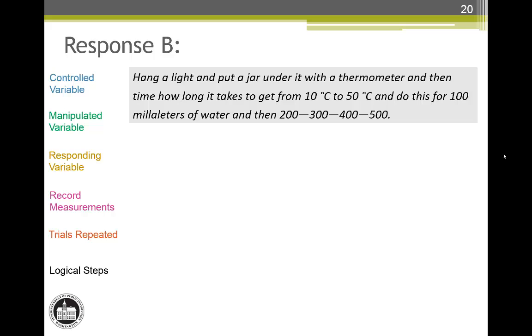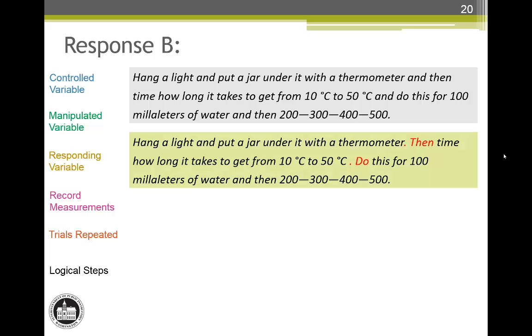The first guideline I'm going to use is that we can break up compound or run-on sentences into separate sentences. So if we broke this long sentence into 3 sentences, the response could look like this. Hang a light and put a jar under it with a thermometer. Then time how long it takes to get from 10 degrees Celsius to 50 degrees Celsius. Do this for 100 milliliters of water and then 200, 300, 400, 500.